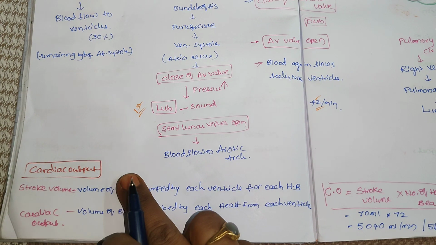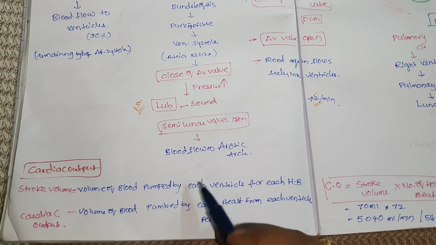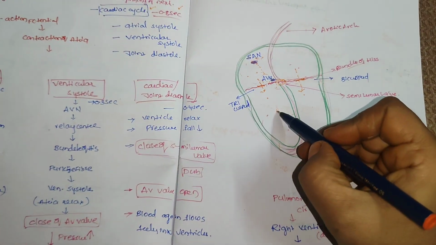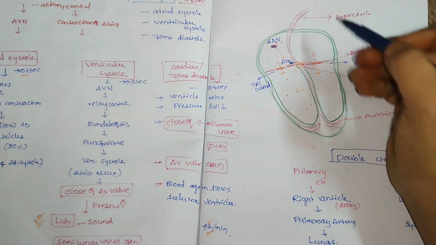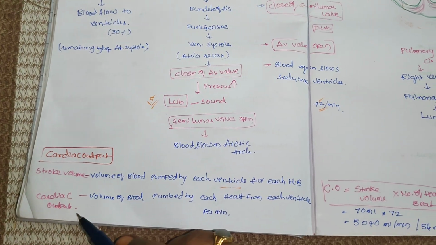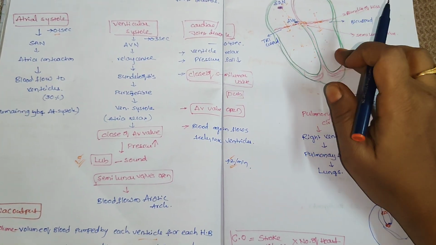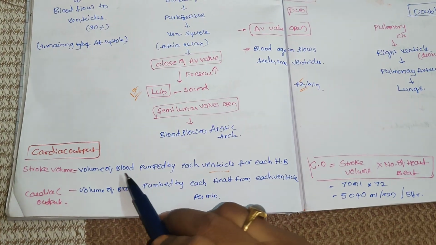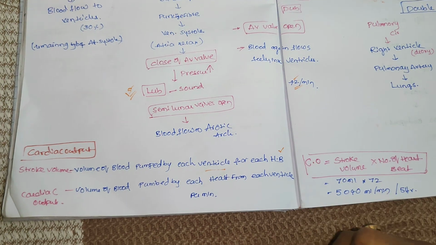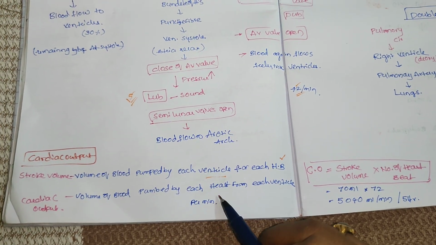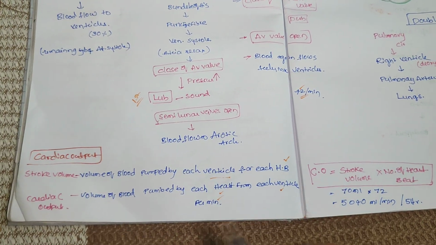So here we have cardiac output and stroke volume. Stroke volume means the volume of blood pumped by each ventricle for each heartbeat. Then what about cardiac output? It is pumped by the total heart, not by each ventricle. The volume of blood pumped by each ventricle for each heartbeat is stroke volume. The volume of blood pumped by the heart, from each ventricle per minute, is cardiac output.